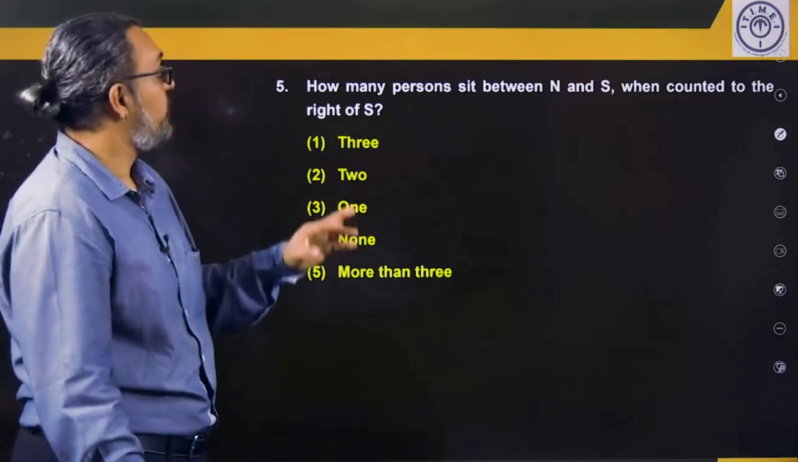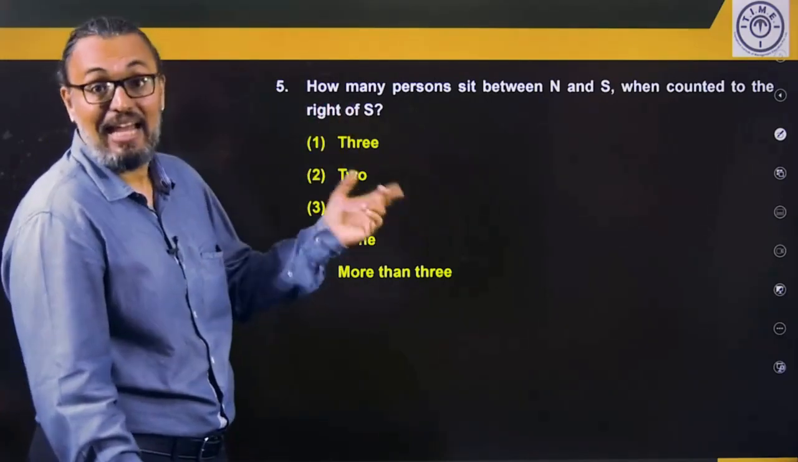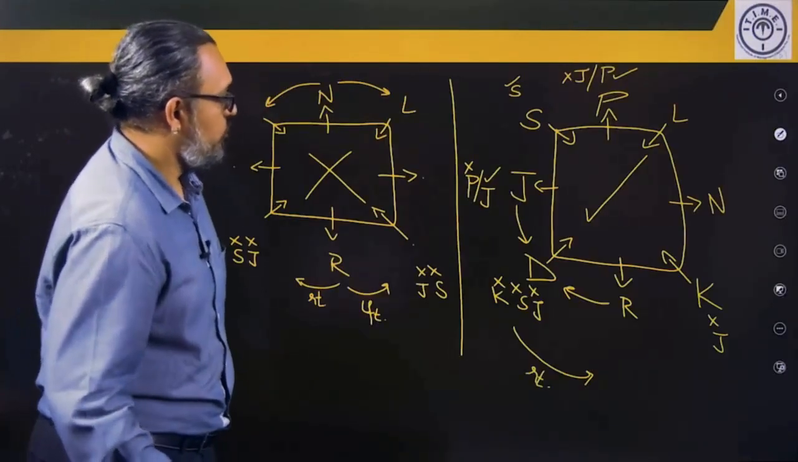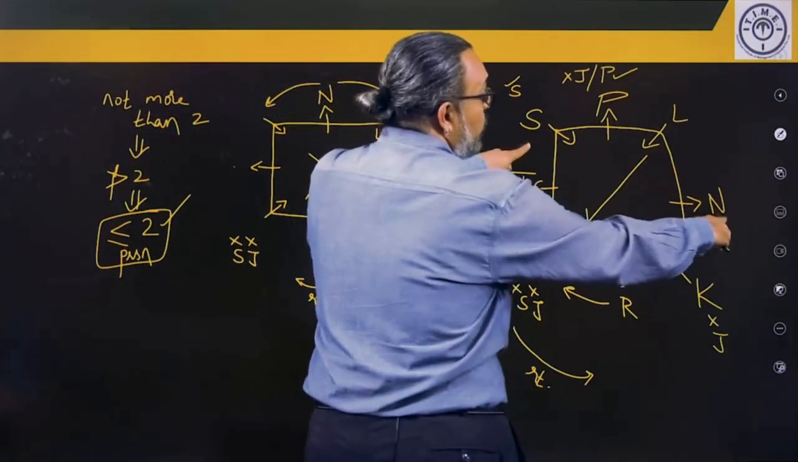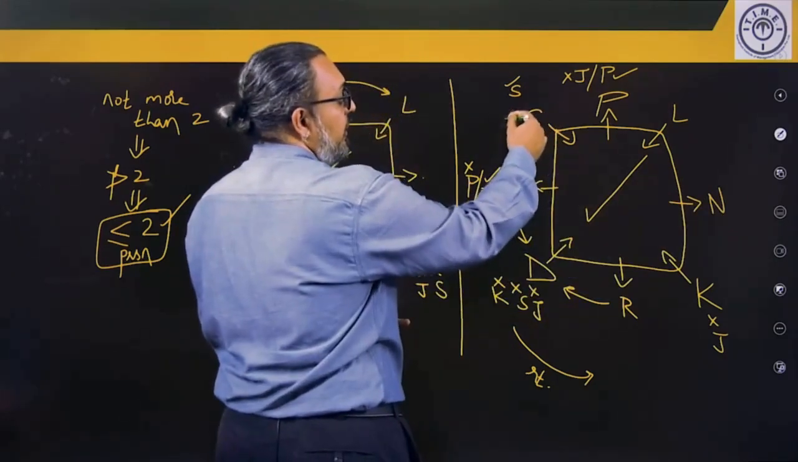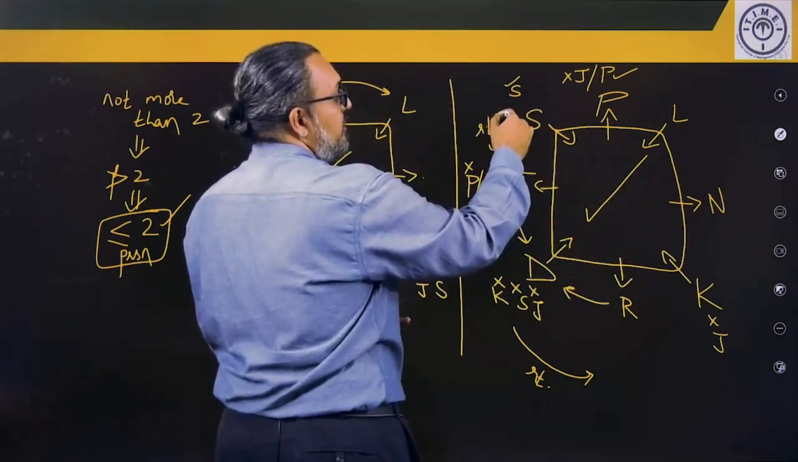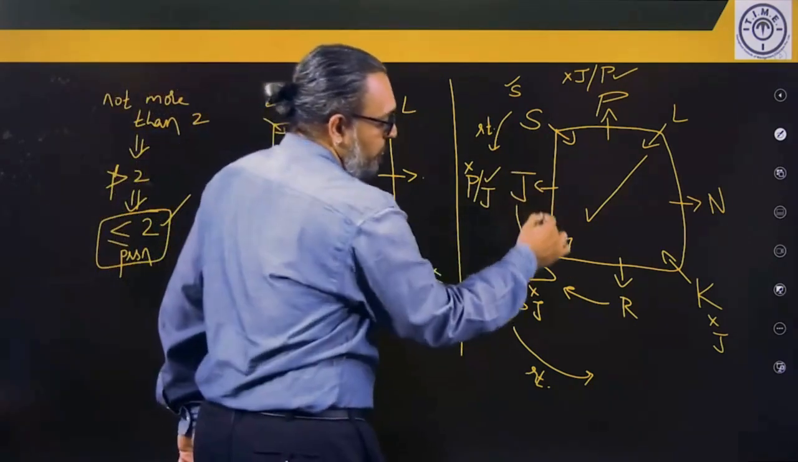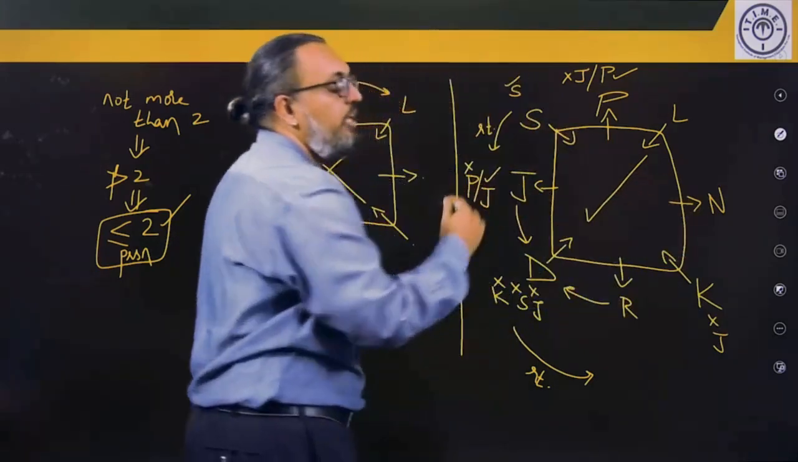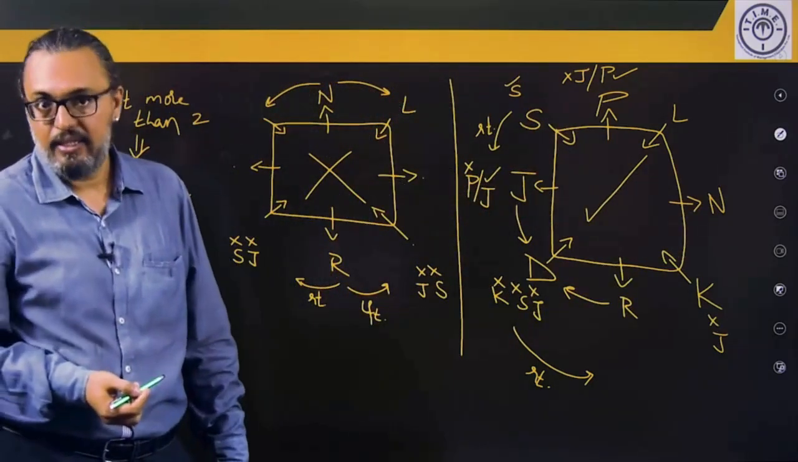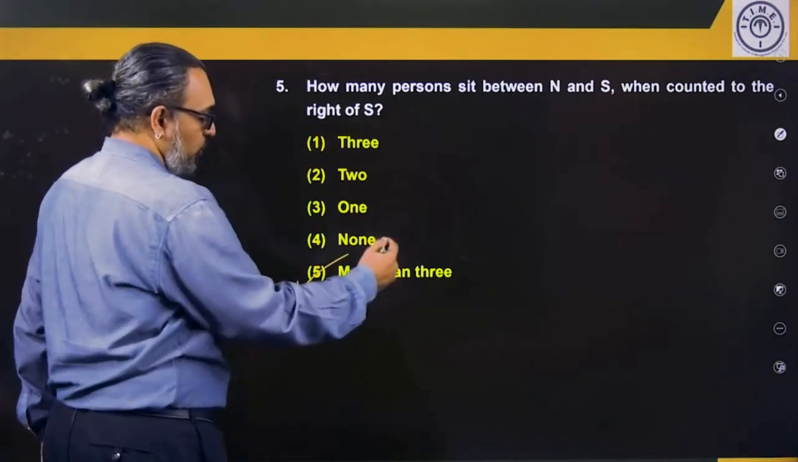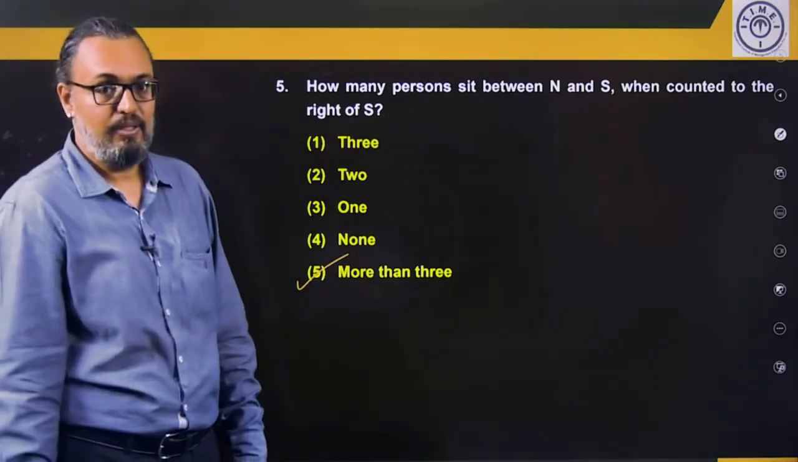Then, how many persons sit between N and S when counted on the right side of S? So, from the right side of S, if I count, how many are there between N and S? Let us check. Facing the center, right side means anti-clockwise direction. So on the right side of S, if I count, we have 1, 2, 3, 4 people between N and S, correct? So the answer is 4 when you count on the right side of S, and 4 is the fifth option, more than 3, correct?